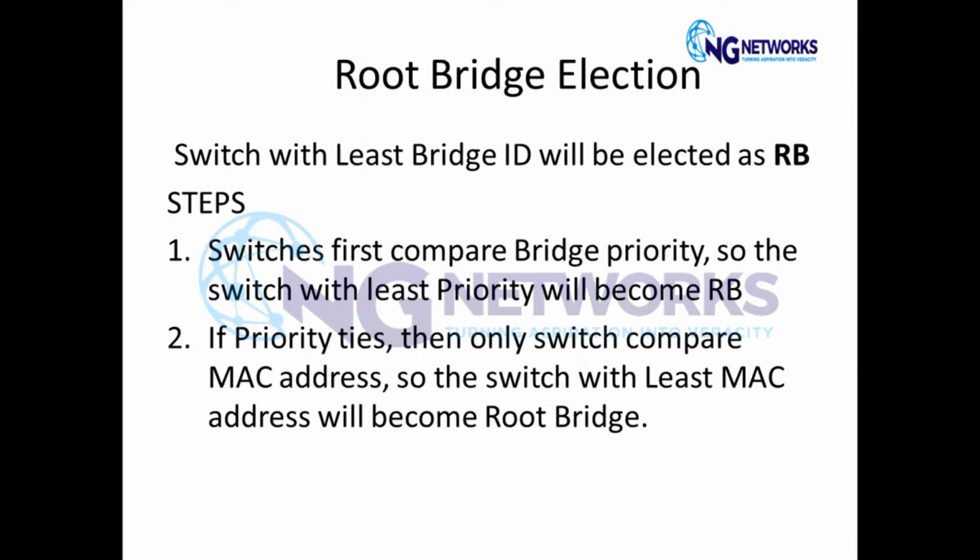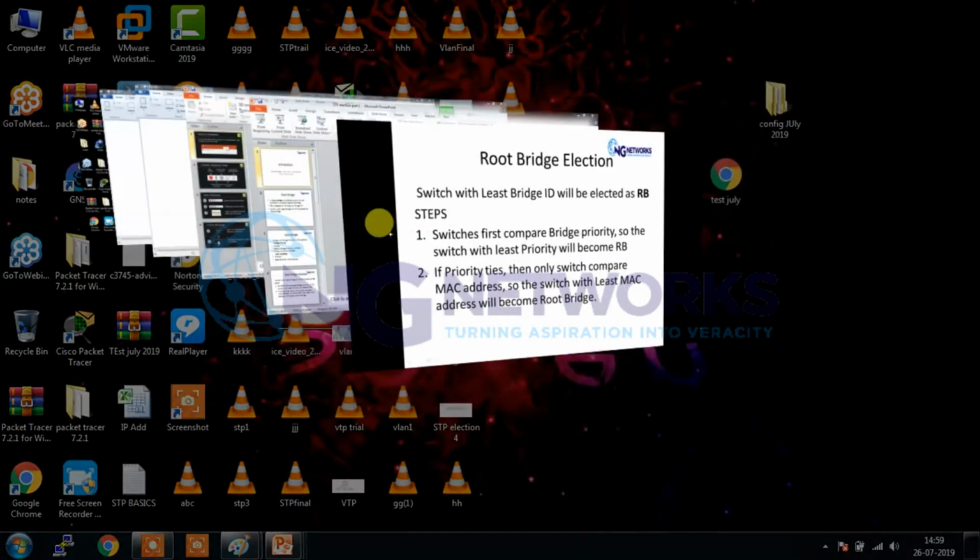But if there is a tie in the priority, then the next step is that the switches will check the MAC addresses. All the switches will check the MAC addresses, and the switch which has the least MAC address will be elected as root bridge. So let's consider an example.